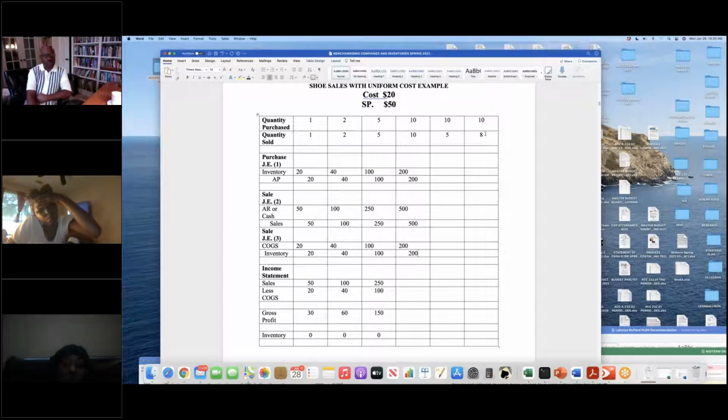And of course, we post these journal entries to the T accounts. And now what's our income statement looking like? 500 sales, 200 less costs. Gross profit is what? 300. Any questions?